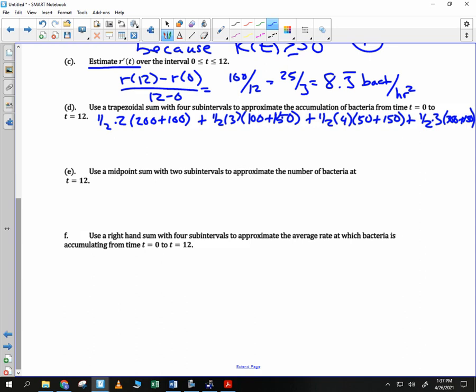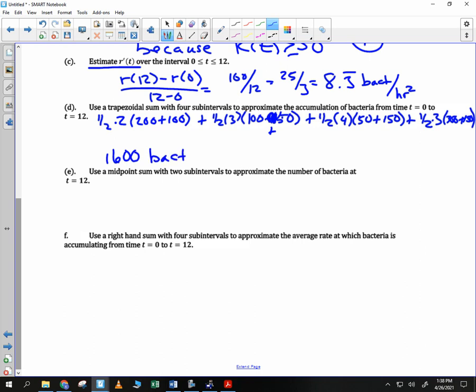Which one? Yep, it's just 50. Oh, I even had it right. I had it right there. Yep, thank you. So that should be just 50. Thank you. So hopefully my calculation is correct. I have 1,600 bacteria.